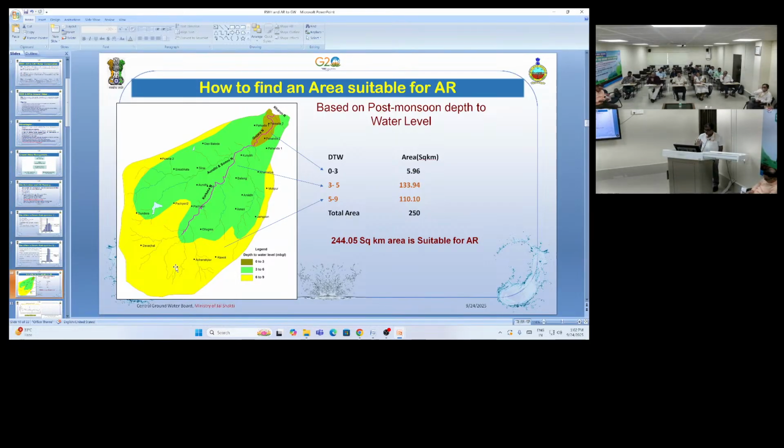So, from these areas we are choosing 3 to 5 and 5 to 9 meters; more than 9 and less than 3 we are not considering. Say the total area of this basin is 250 square kilometers. Out of that, we are now getting 244.05 square kilometers. We have excluded this area. We are not going to implement any recharge mechanism here.